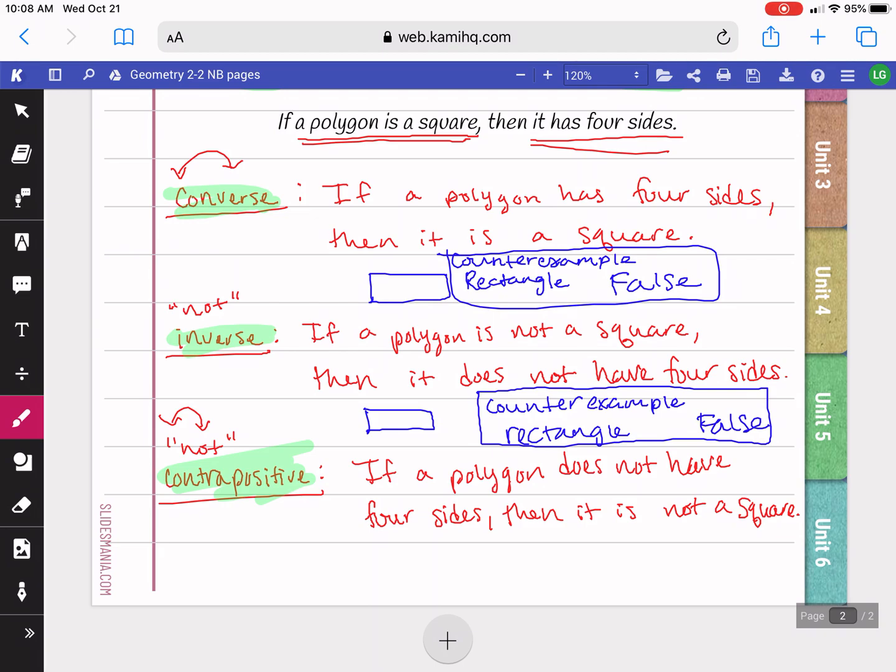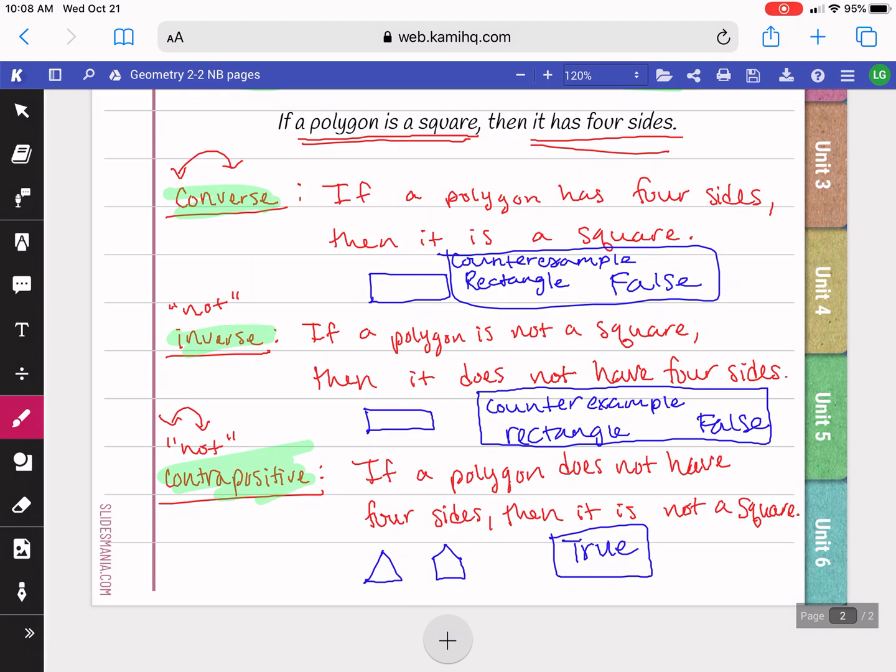Our contrapositive says if a polygon does not have 4 sides, then it is not a square. So we can pick any shape that does not have 4 sides. Let's say a triangle. This is not a square, so far it's true. Let's pick other shapes just to be safe. We could pick a pentagon. This does not have 4 sides. It's not a square. Any shape that you pick that doesn't have 4 sides is not going to be a square. So their contrapositive is actually a true statement.